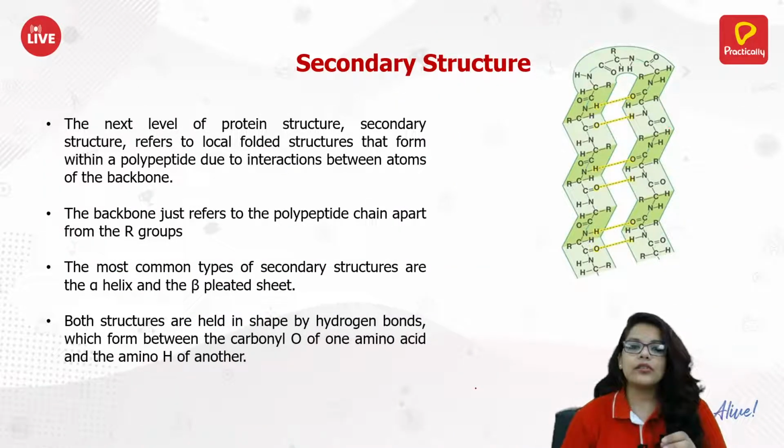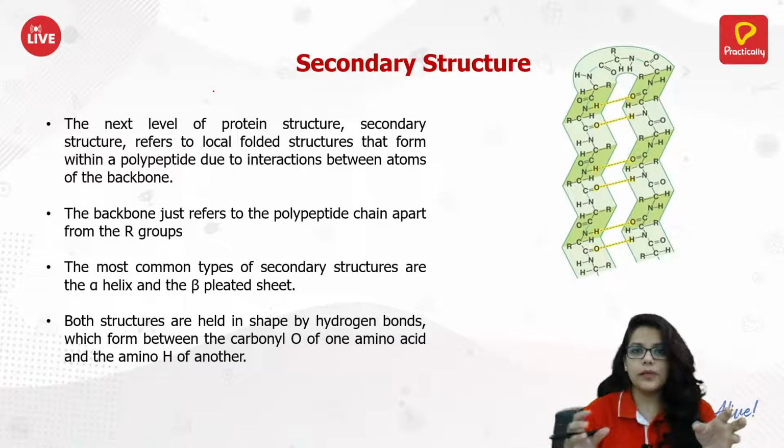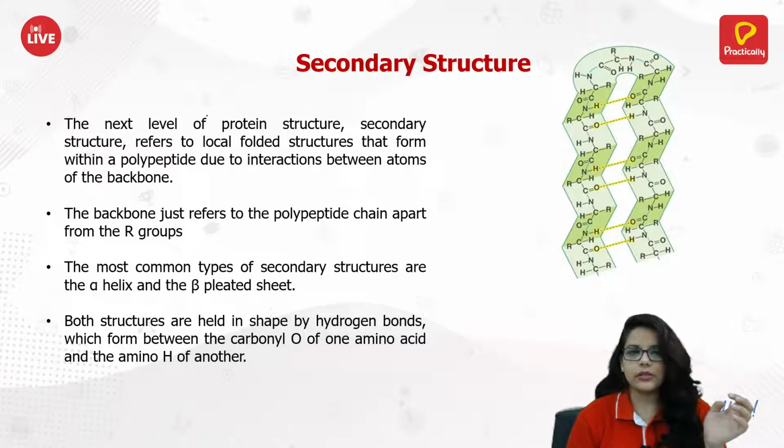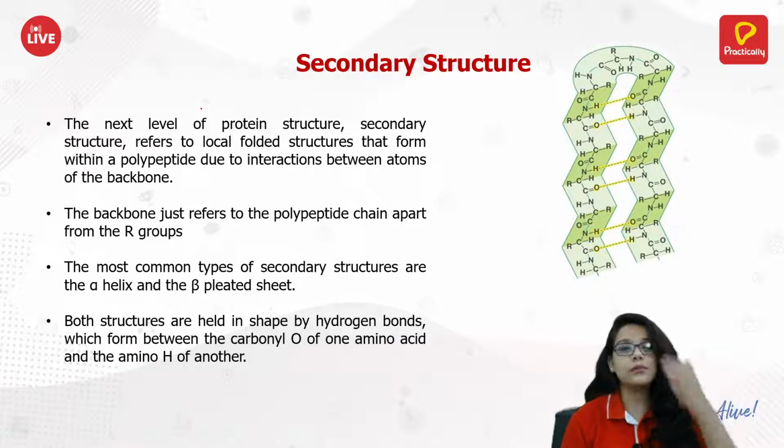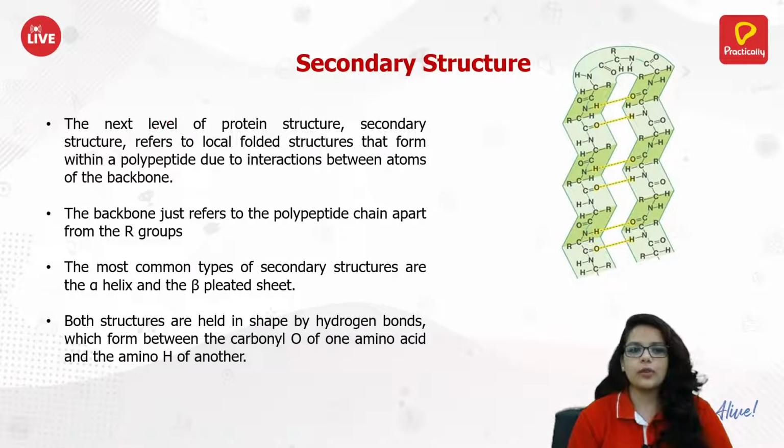Now, secondary structure, as I said: primary, secondary, tertiary, quaternary. The secondary structure is a bit more complicated, not as simple as the primary structure. What happens in the secondary structure? It is a local folded structure that forms within a polypeptide due to interaction between the atoms of the backbone.